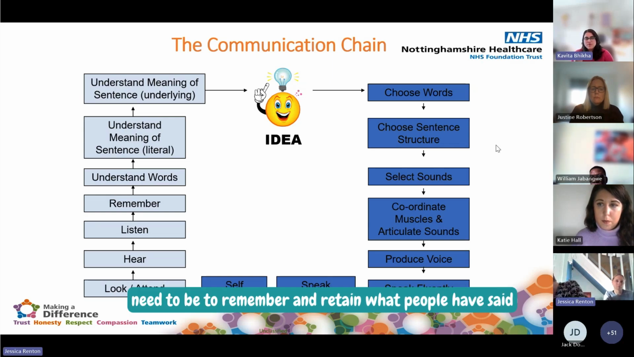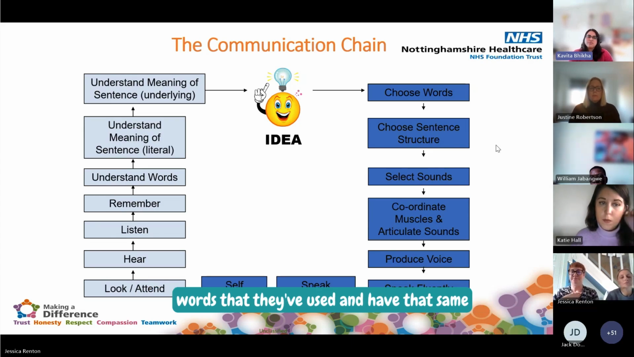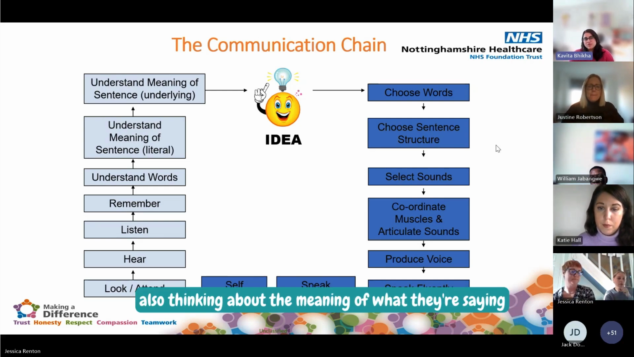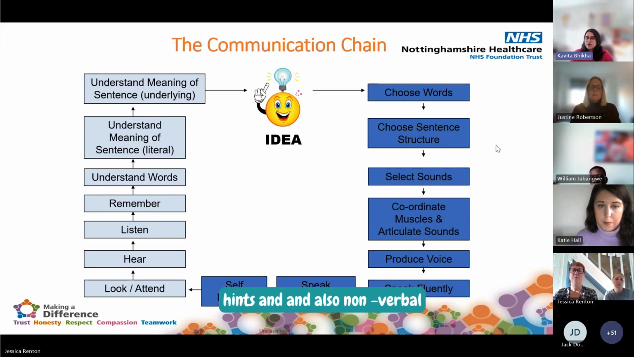We need to be able to remember and retain what people have said. We also need to know what they mean by the words that they've used and have that same frame of reference. And also think about the meaning of what they're saying: what the literal meaning might be or what their underlying meaning might be, and the hints and also nonverbal communication that they're using.